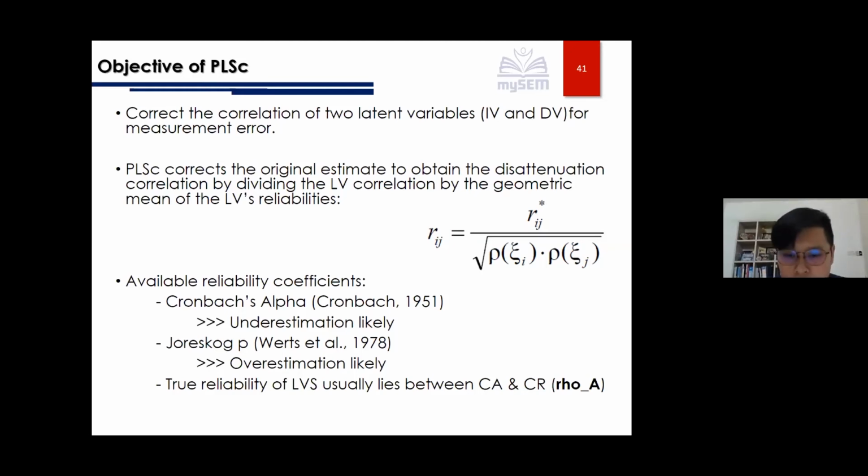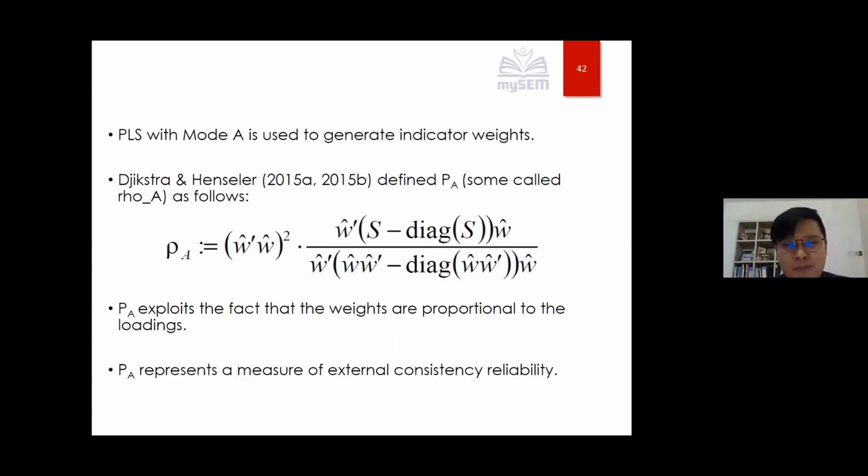And in this rho A, it will produce an accurate result of reliability which mimics the Amos result, or mimics the covariance-based result, or mimics the LISREL or Mplus result, which means it will produce the true reliability value as close as what we call the true reflective. Okay, I hope you understand this.